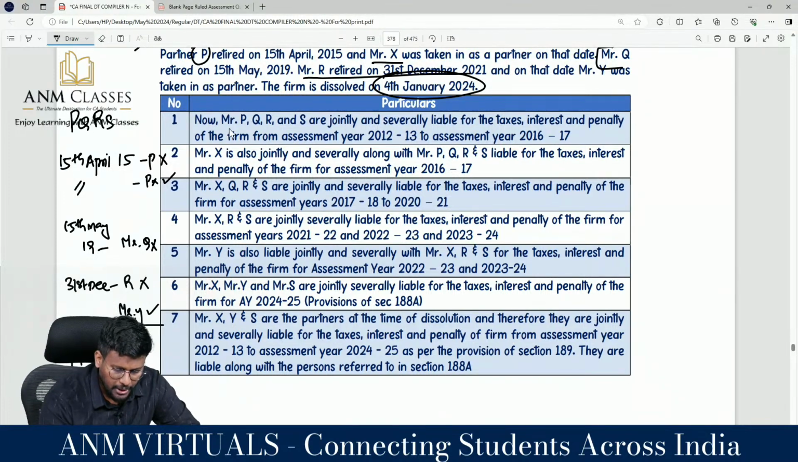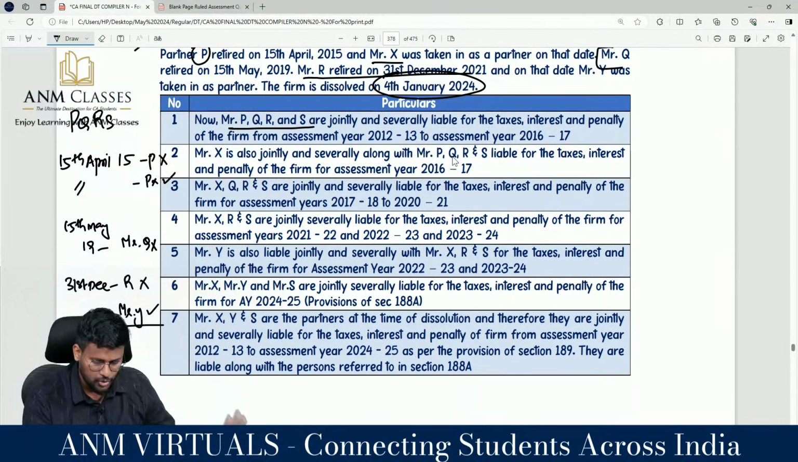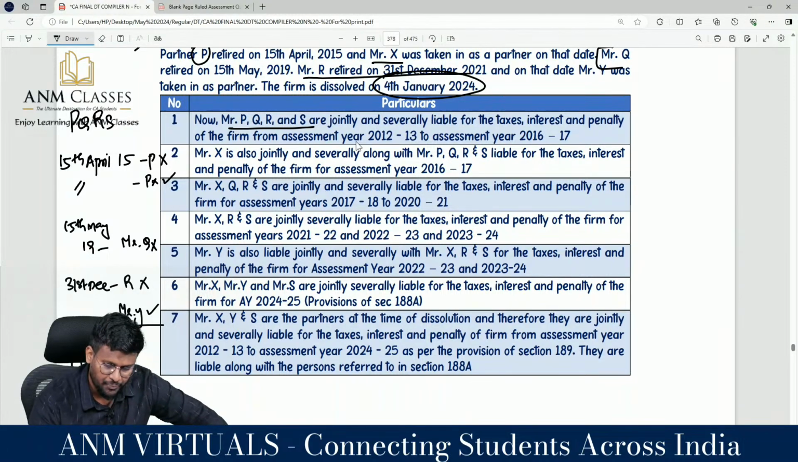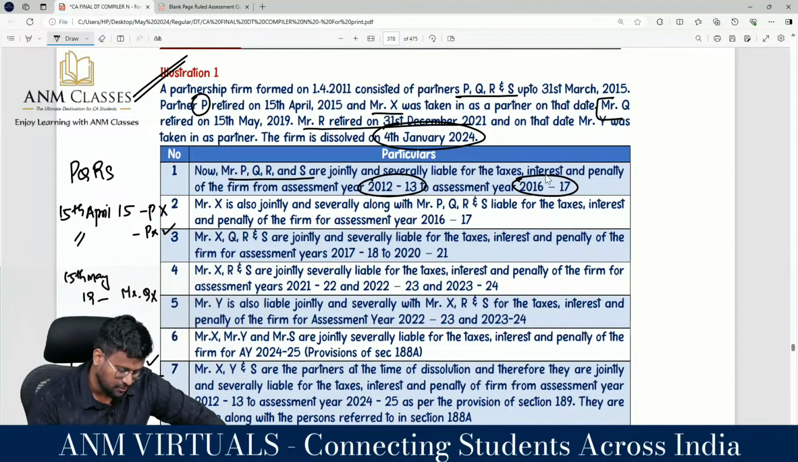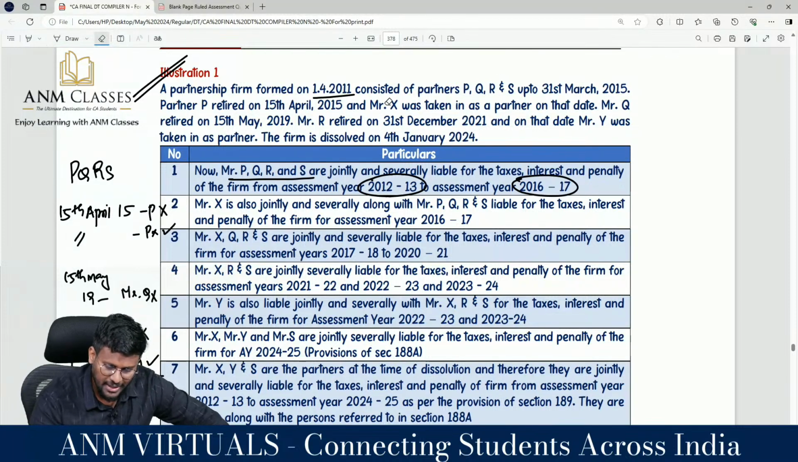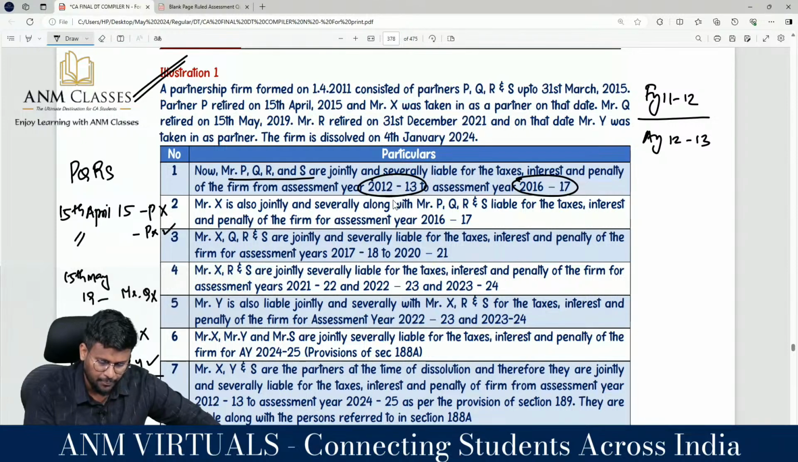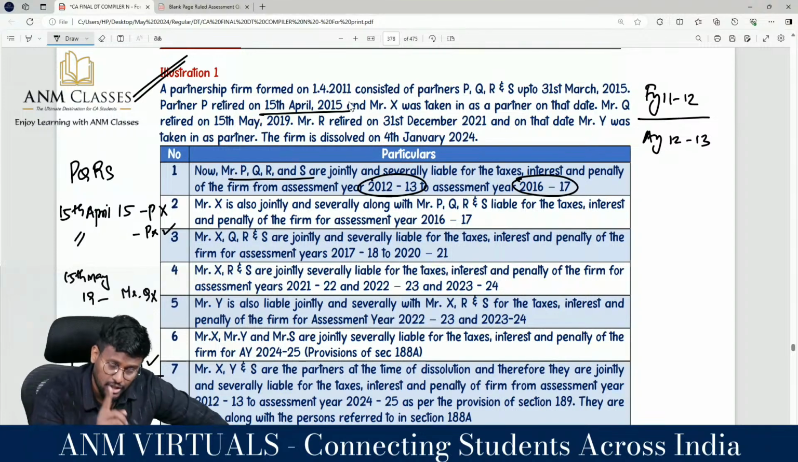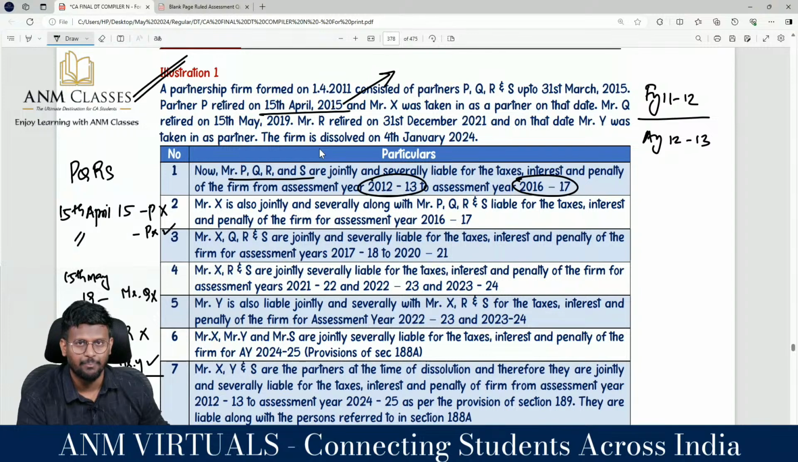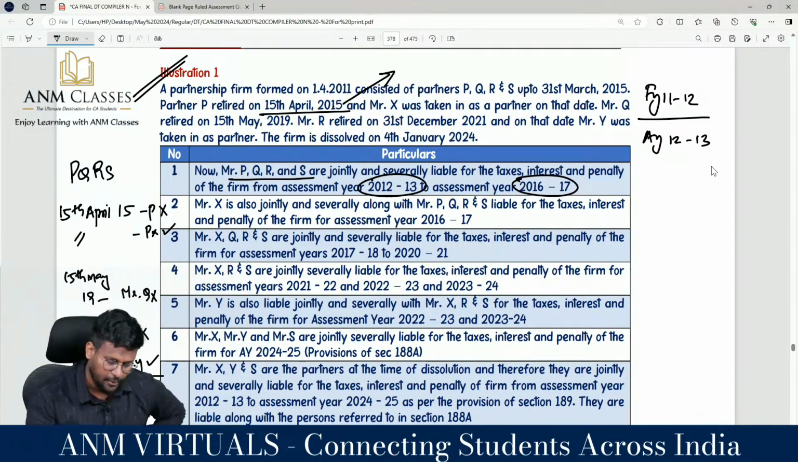Now P, Q, R and S are jointly and severally liable for the taxes, interest and penalty of the firm from assessment year 12-13 to assessment year 16-17. Because on 1/4/2011 they formed a partnership firm, so financial year 11-12 means the relevant assessment year is 12-13. P retired on 15th April 2015, so till financial year 14-15 he was there. For assessment year 16-17, everyone is responsible.